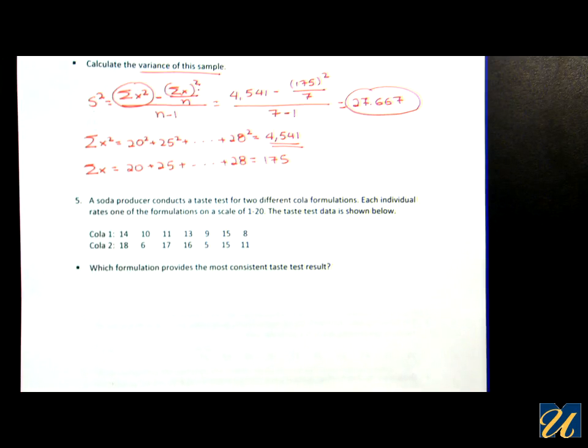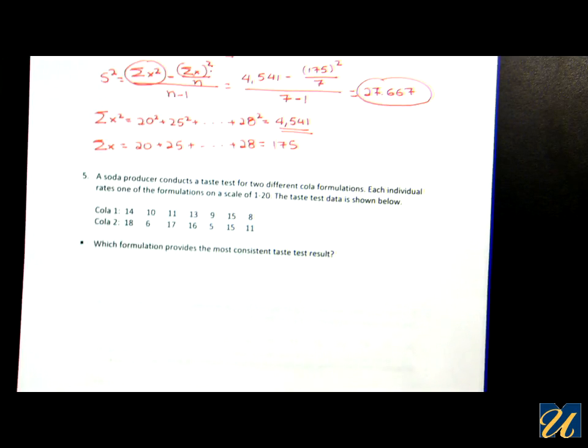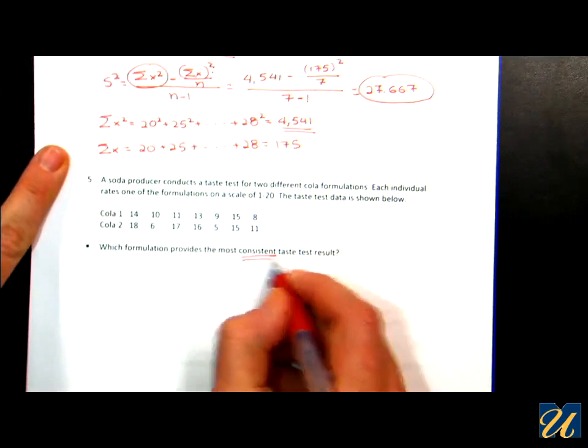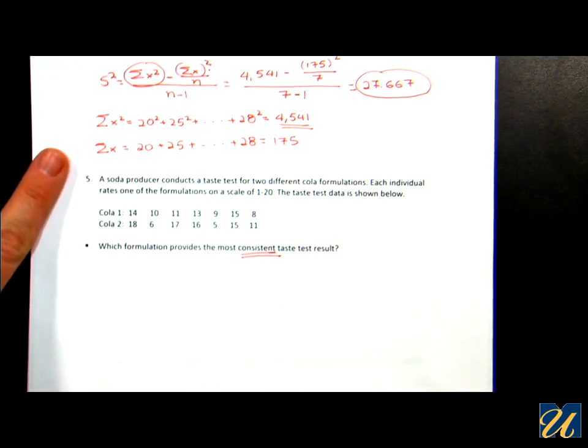A soda producer conducts a taste test for 2 different cola formulations. Each individual rates one of the formulations on a scale of 1 to 20. The taste test data is shown below. So you have 2 data sets, one for cola 1 and one for cola 2. Which formulation provides the most consistent taste test result?